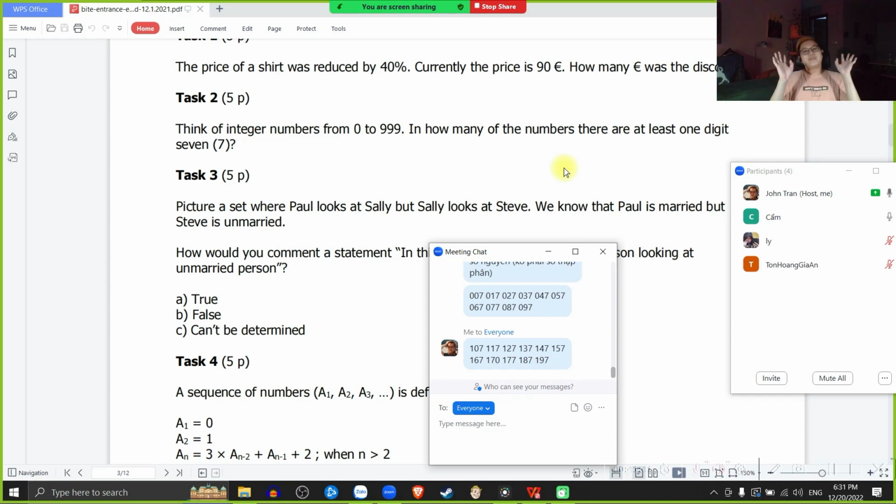Okay, this is more complicated than we think. Okay, just write it down, all of them. Okay, cứ viết ra hết đi, xong rồi mình sẽ tính được. Okay, so 200 something.